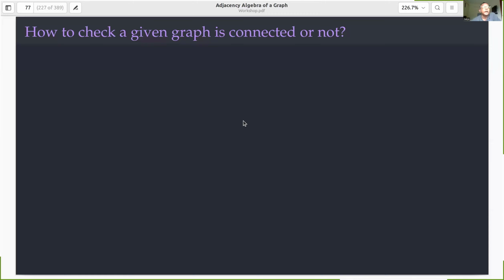Get back to this. How do you check whether a given graph is connected or not? If the adjacency matrix is irreducible, then it is connected. That is an if and only if condition. Okay, so how do you check whether a given matrix is reducible or not? Good, that is a nice point. Irreducibility, yeah, that is one good point.